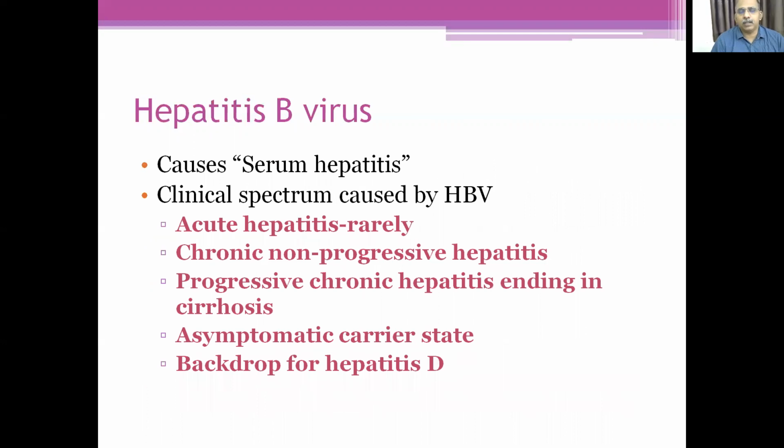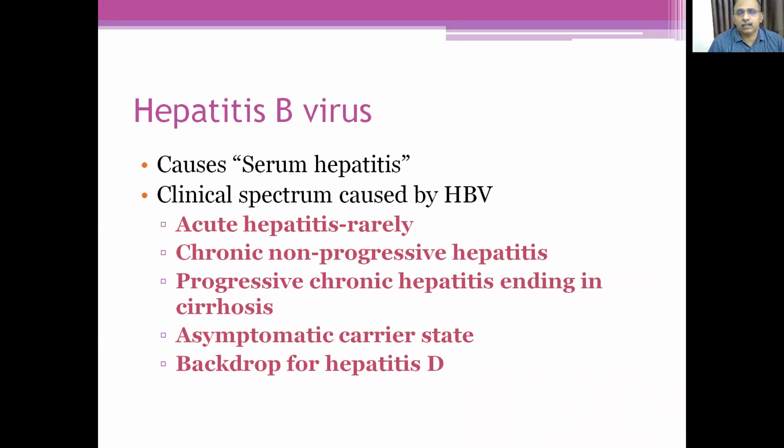So, hepatitis B. What type of virus is it? Is it an RNA virus or a DNA virus? Hepatitis B is the only DNA virus. The remaining ones are all RNA viruses. Remember that, it is a very, very important point. So this is a DNA virus.